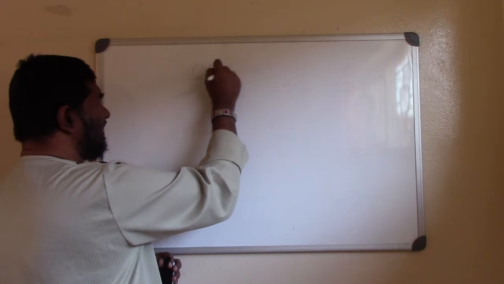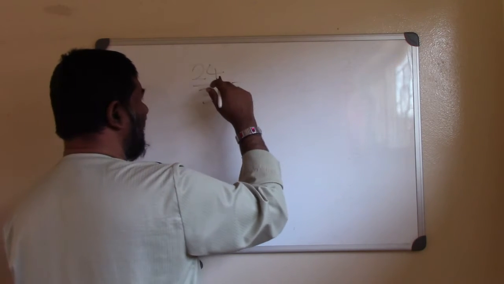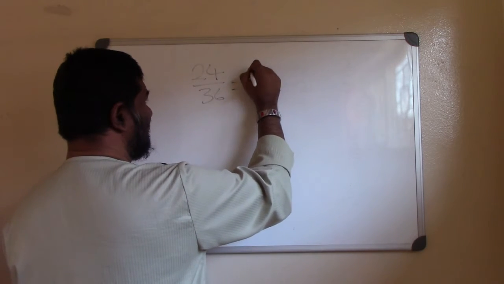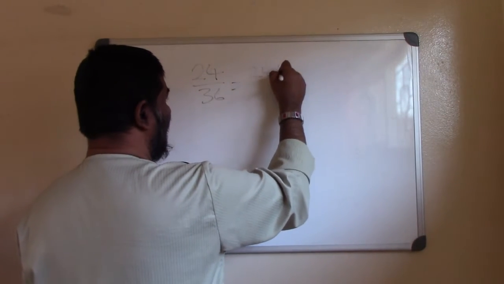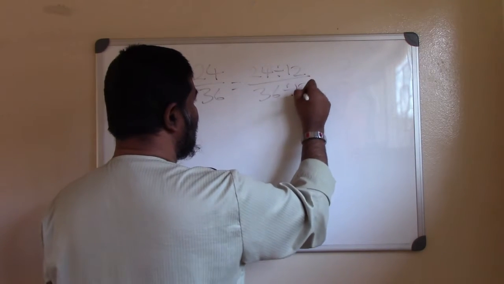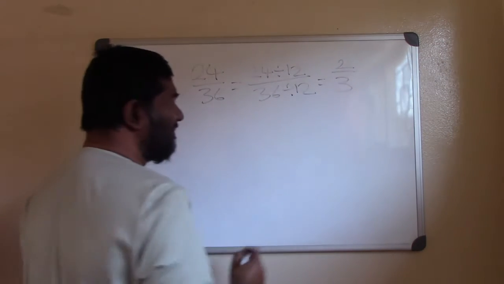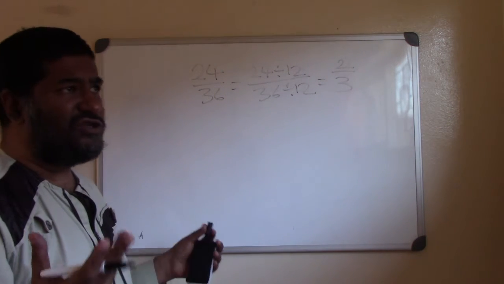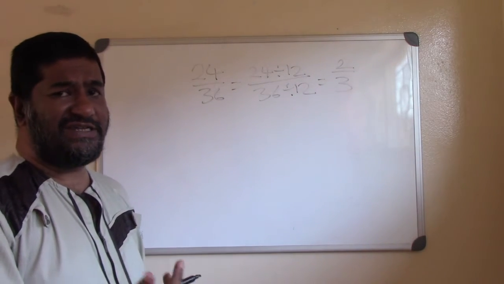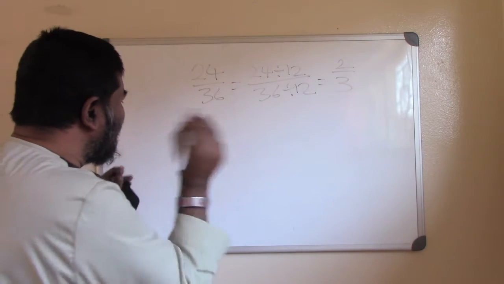Let's take another example, 24 over 36. I would divide by 12 because 12 goes into 24 and 12 goes into 36 exactly. So 24 divided by 12 all over 36 divided by 12 gives me 2 over 3. But let's take another student who doesn't understand this, who is having difficulty multiplying and dividing. Now, here's a rule.